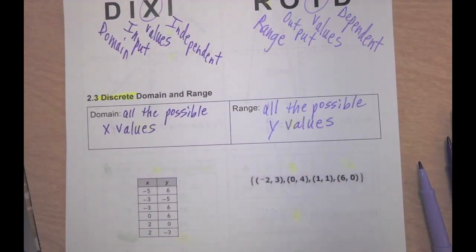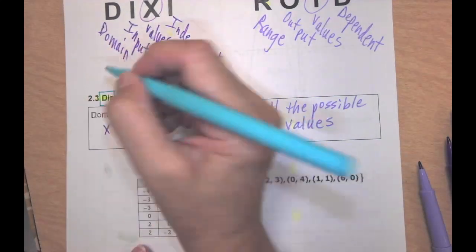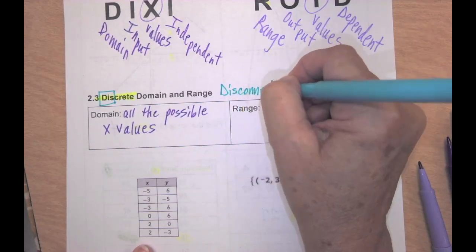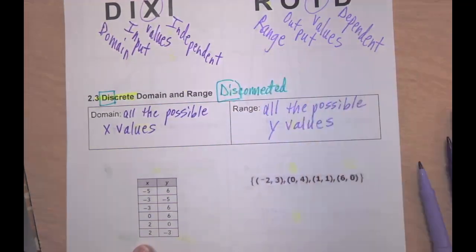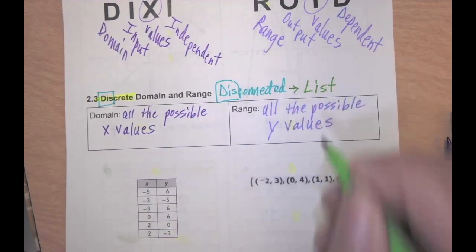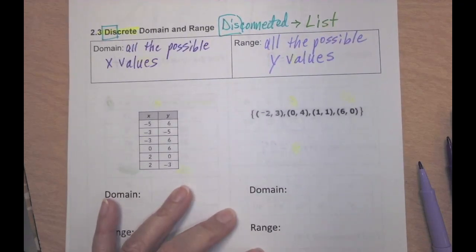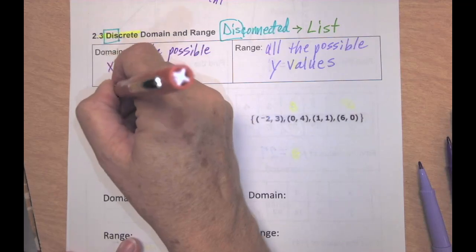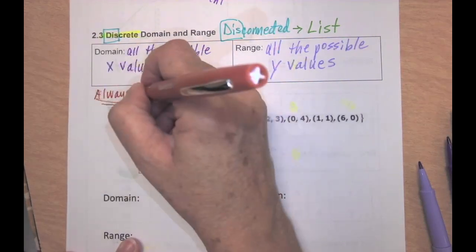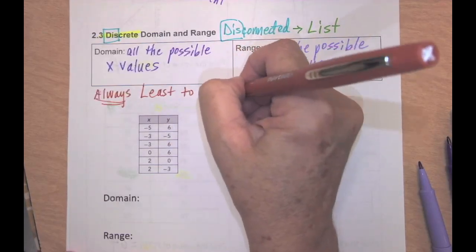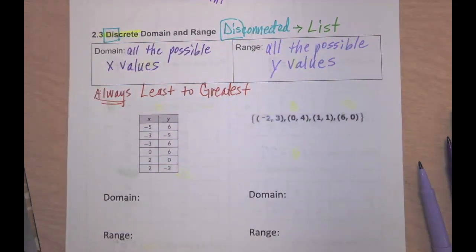So today we're only talking about discrete domain and range. The way I help you remember that is it has the word dis. Discrete is disconnected points. You can remember that. Discrete is disconnected. So this is something where you can make a list. You can list the X's and Y's because they're finite. There's a concrete finite list. And with domain and range, we always list them least to greatest.